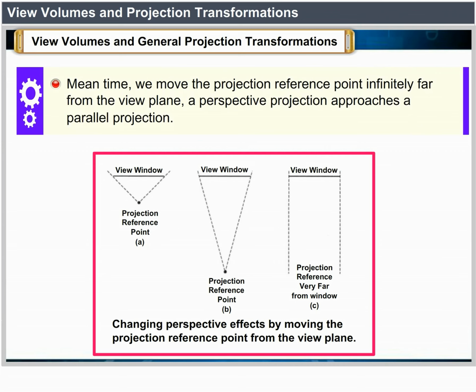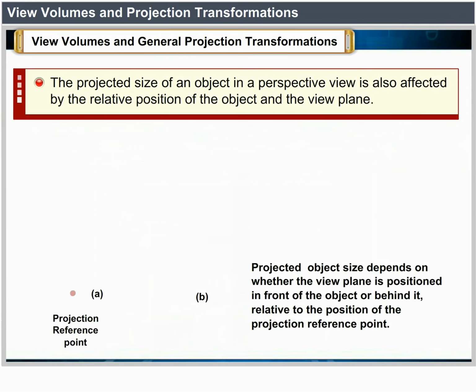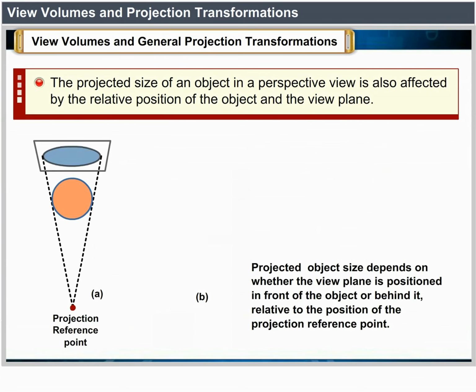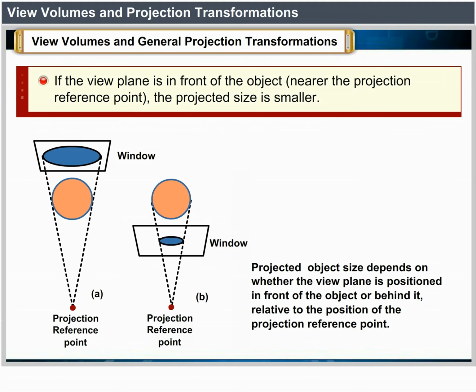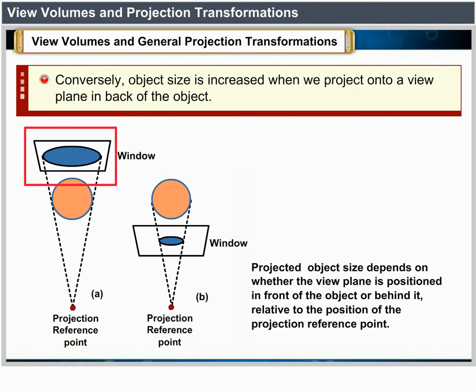The projected size of an object in a perspective view is also affected by the relative position of the object and the view plane, as shown in this figure. If the view plane is in front of the object, nearer the projection reference point, the projected size is smaller. Conversely, object size is increased when we project onto a view plane in back of the object.